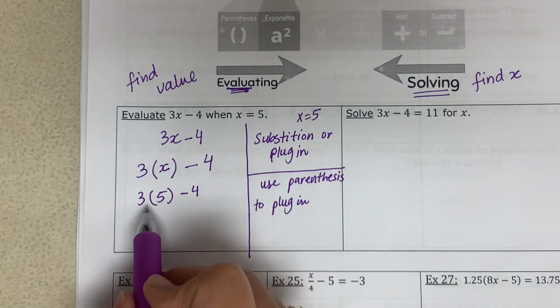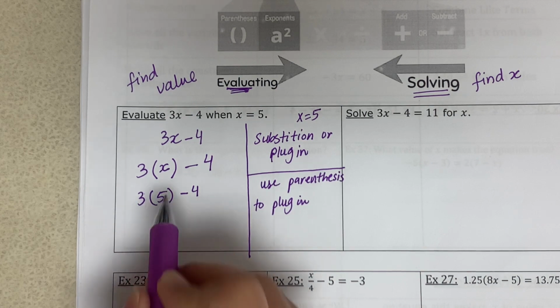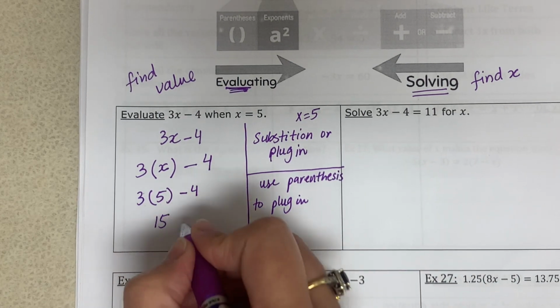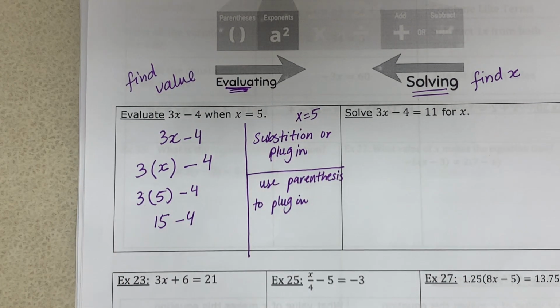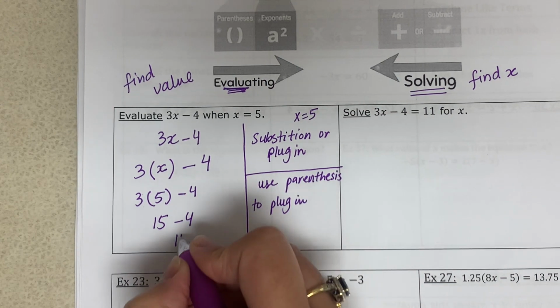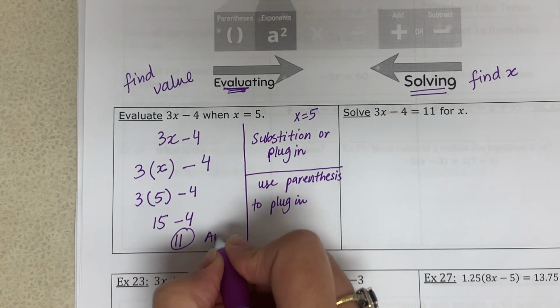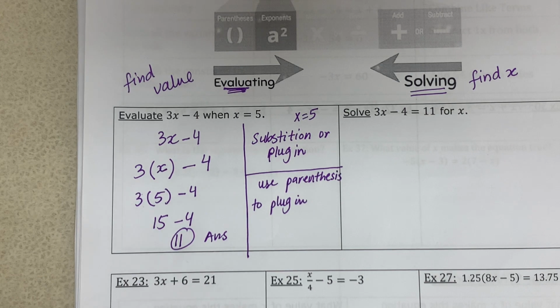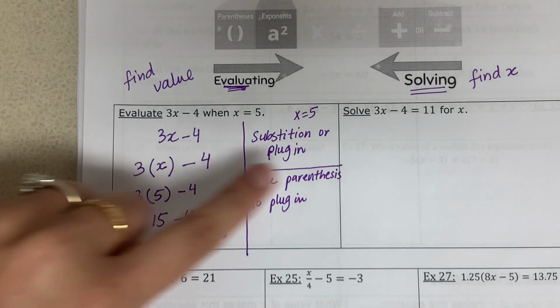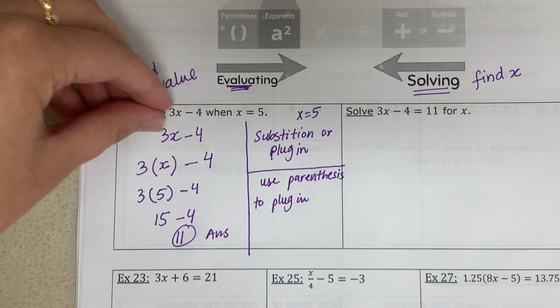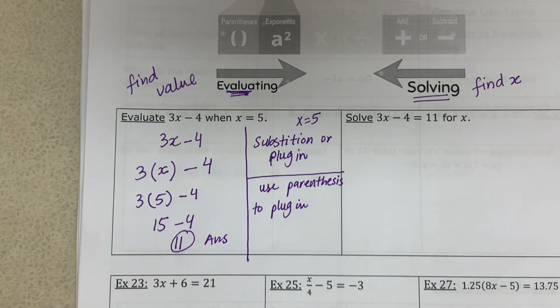Now this is also multiplication or distribution. 3 times 5, 15, minus 4. 15 minus 4 is 11. This is my answer. So this is evaluating, when I actually plug in the x and I solve. I plug in the x and then I actually have the value. So when x is 5, the value of 3x minus 4 is 11. So that's evaluating.